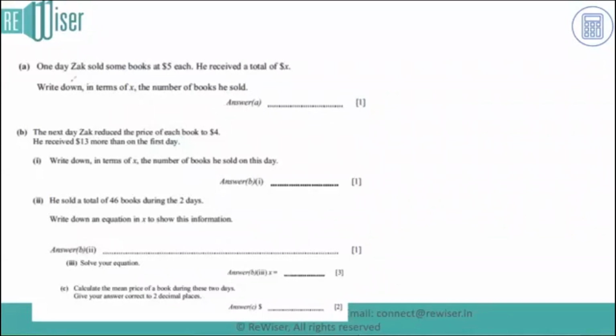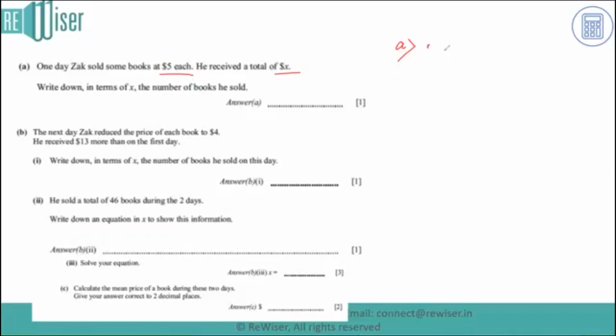We are talking about one day, Zach sold some books at $5 each. He received a total of X dollars. Write down in terms of X the number of books he sold. So for part A, we know that for each book it's $5.